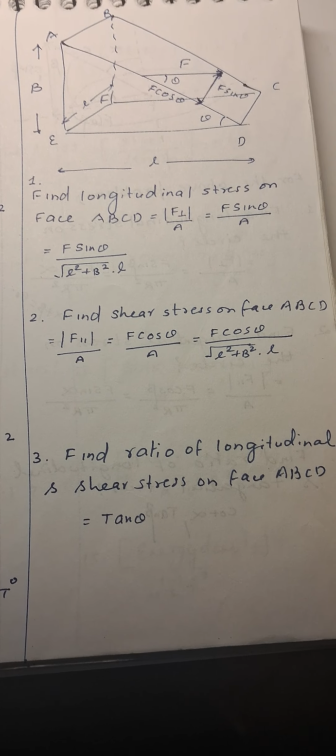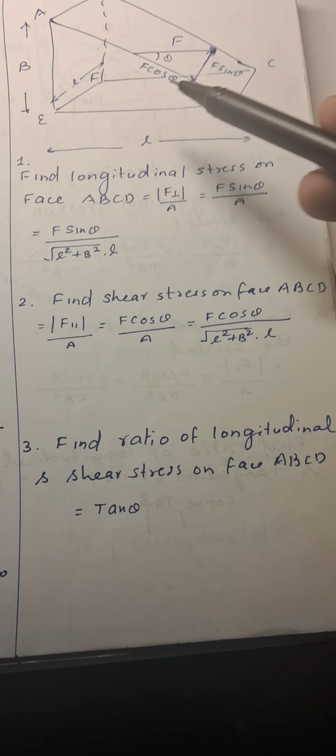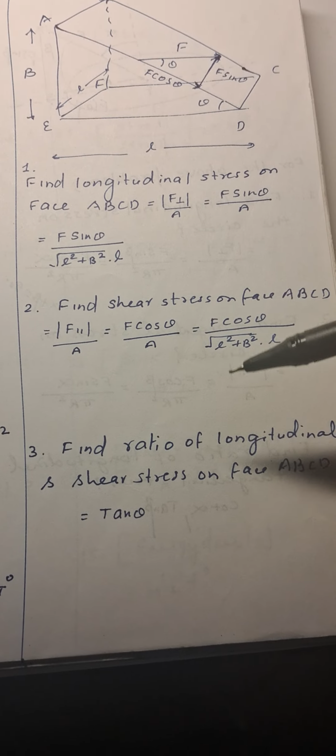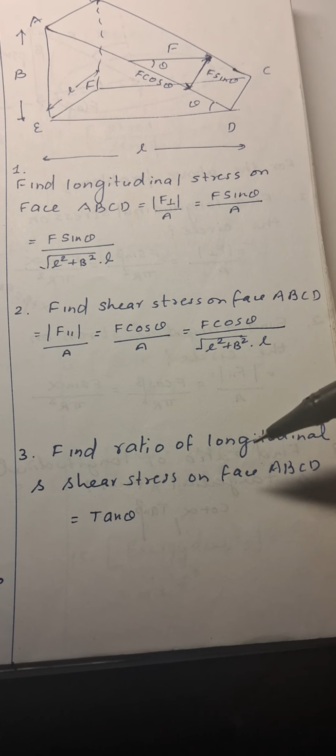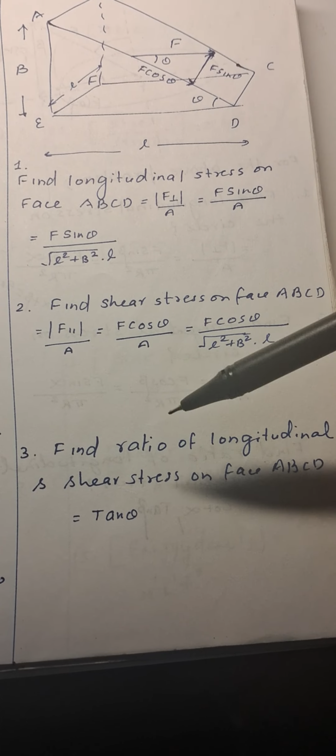Next is shear stress on face ABCD. So take the parallel component of force, which is F cos theta by A. So that will be the shear stress. Next, find ratio of longitudinal and shear stress. So that will be tan theta.